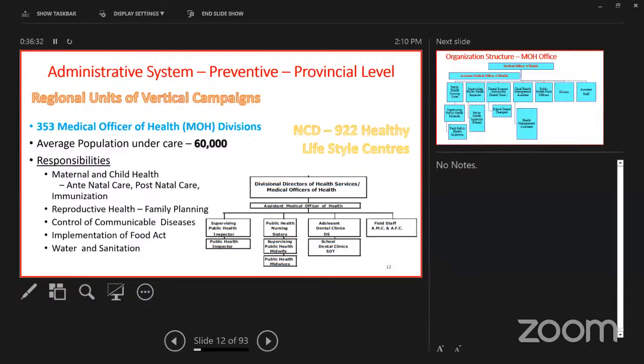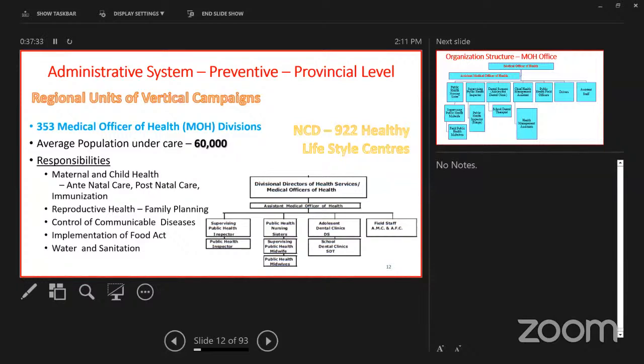Then at the MOH level, other than district level vertical campaigns, the grassroots level preventive health institution is the medical officer of health. There are approximately 353 MOH divisions in Sri Lanka. The area demarcated is very similar to the divisional secretariat. The average population under their care is about 60,000. In addition, there are NCD healthy lifestyle centers, which are not under the MOH office but in the hospitals; there are 922 healthy lifestyle centers.